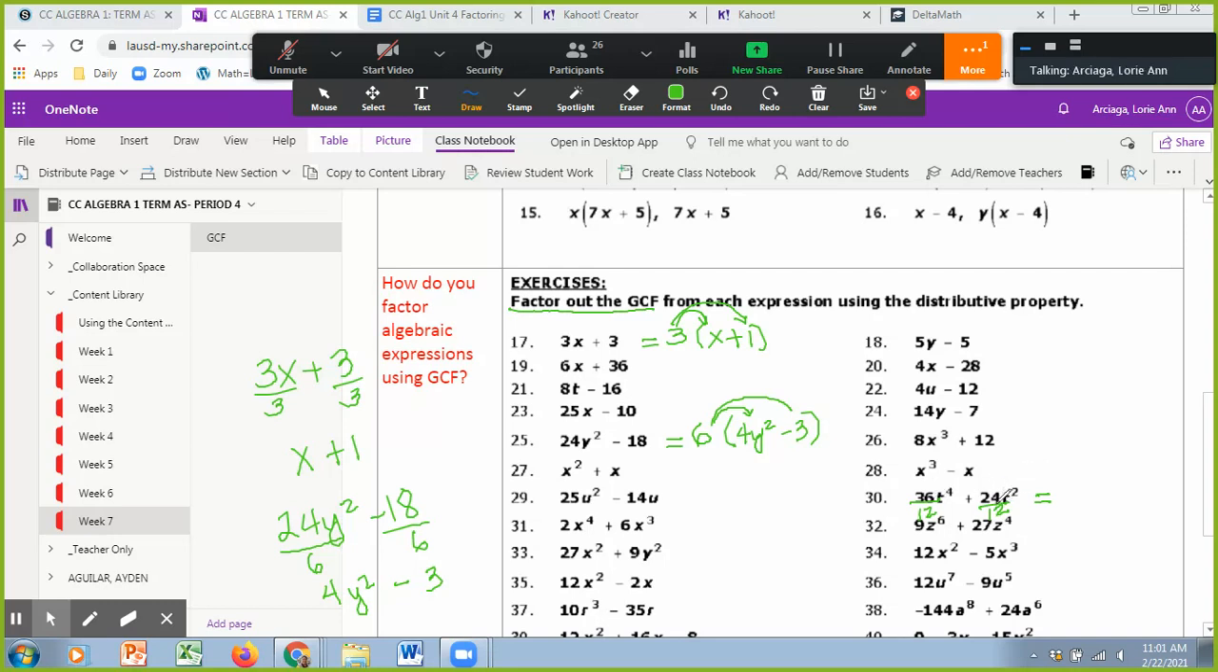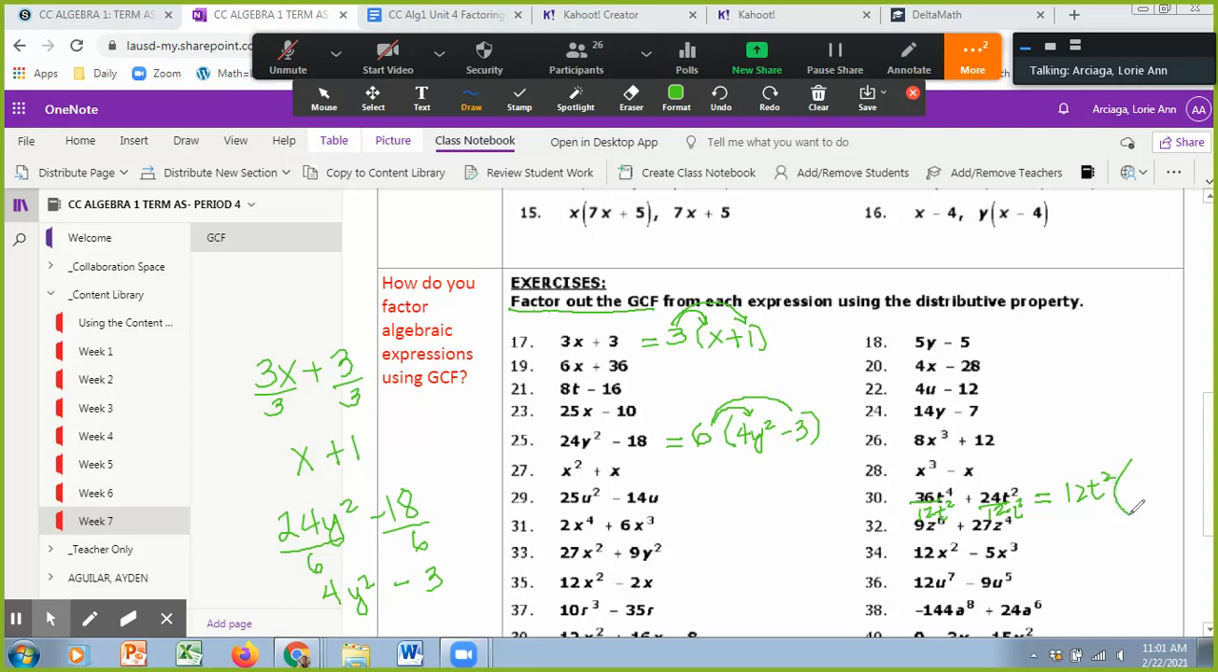Okay, so that's for the numbers, right? 12. Now what about the variable? Look at the variable, t to the 4th and t squared. So what's the smaller power? The smaller power is t squared. Okay, there you go. So the GCF is 12t squared.